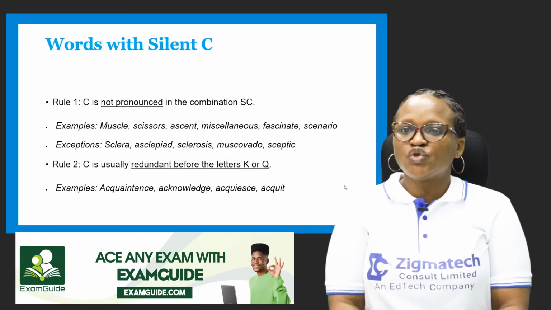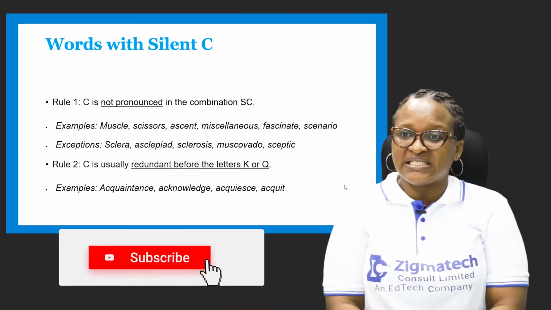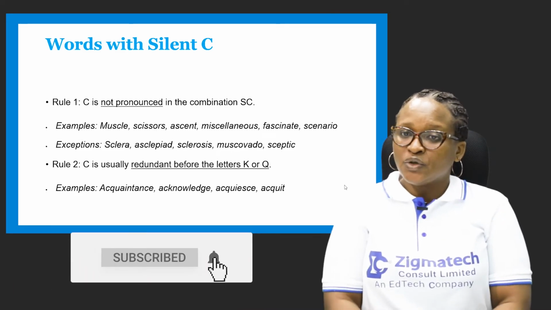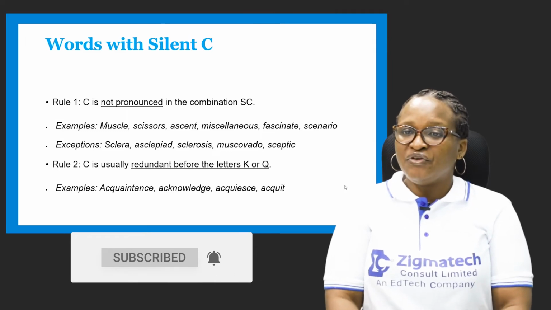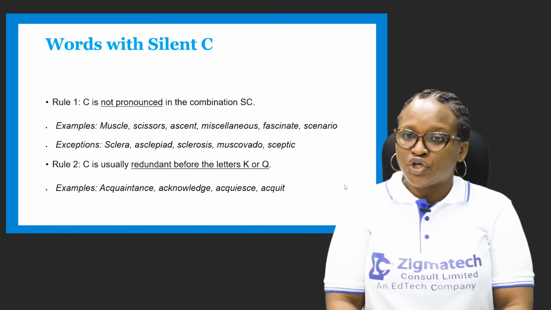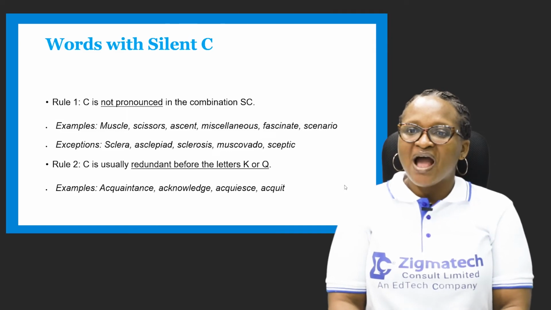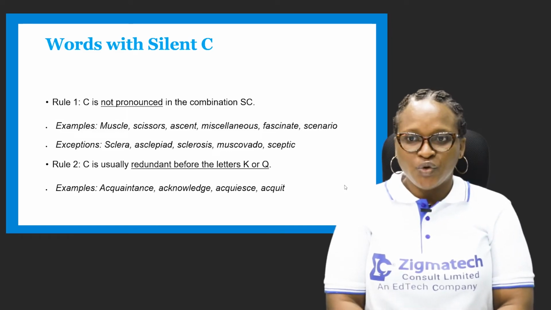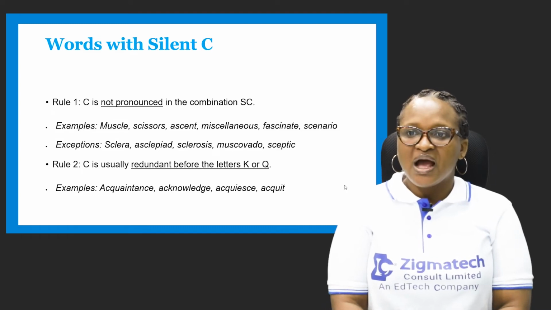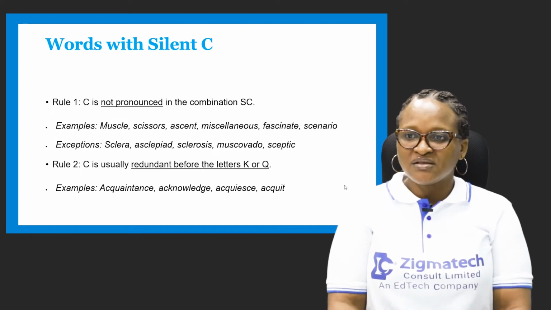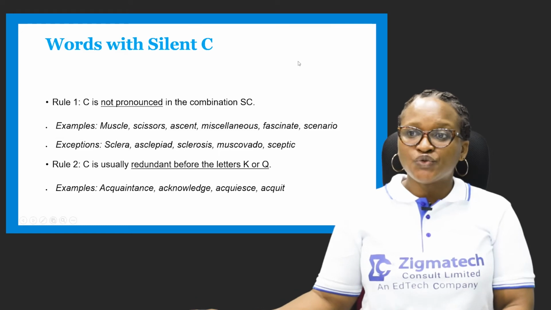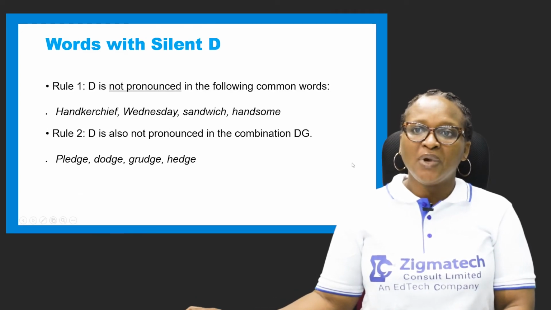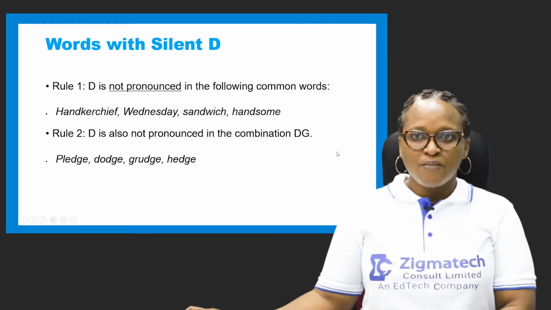Now, rule number 2: C is usually silent before the letters K and Q. You don't pronounce it before the letters K and Q. All right, so we have acquaintance. That C is not pronounced. It's thrown away. Acknowledge, you have acquaint and you have acquit. So these words have C in them, but the C's are not pronounced.